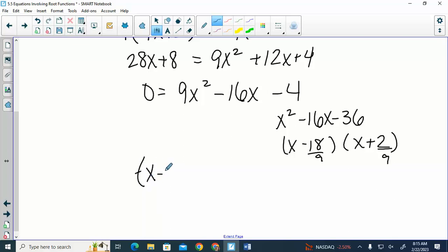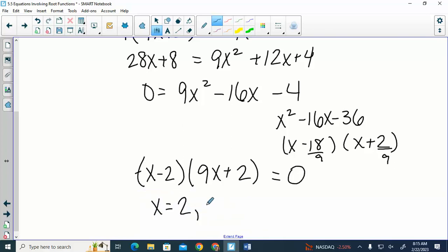So we get x minus 2 and 9x plus 2 equals 0. Set each of those equal to 0. We get positive 2 and negative 2 over 9. And then, what do we do? Check it. When you check, always go back to the very beginning to plug those in.